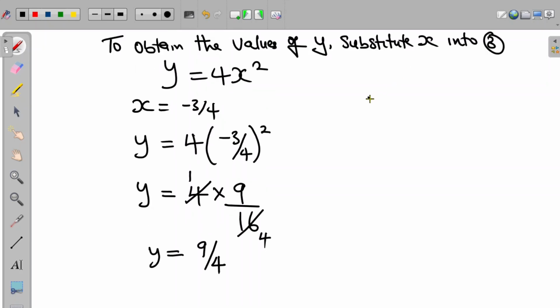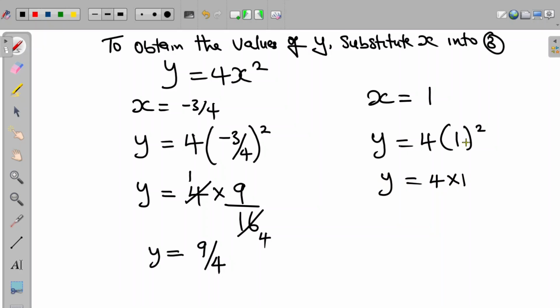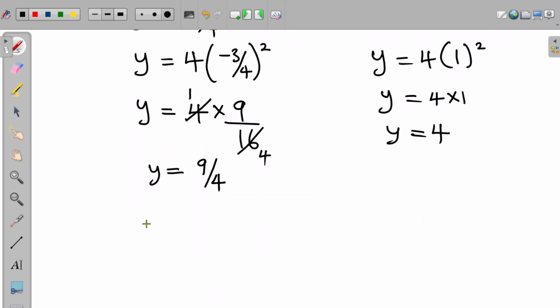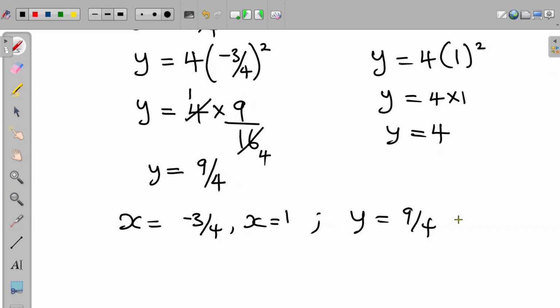Now, also, when x is equal to 1, we have it that y is equal to 4, open bracket, 1 squared, close bracket. So y is equal to 4 times 1, because 1 squared is 1, so y is equal to 4. Thus, we have been able to obtain the values of x and also obtain the values of y. So x is equal to minus 3 divided by 4, and x is equal to 1. So y is equal to 9 divided by 4, and also y is equal to 4.